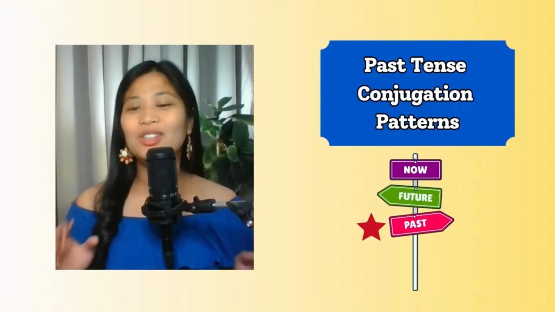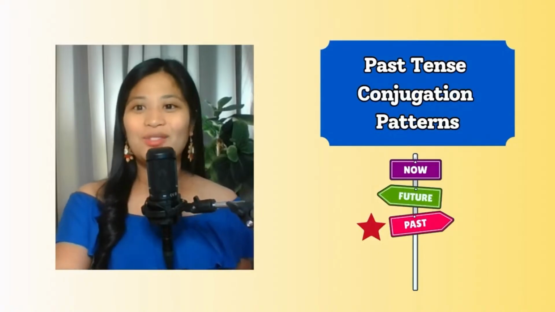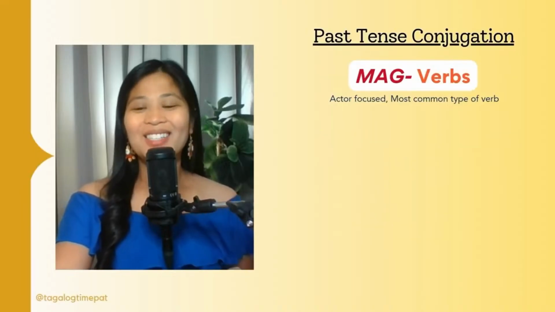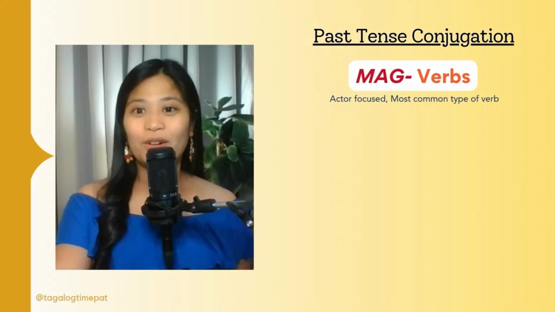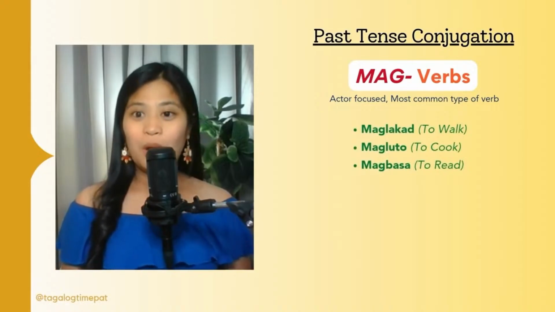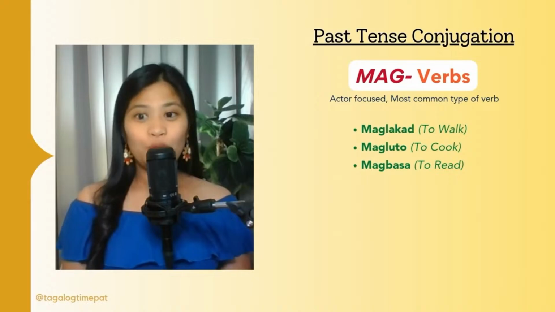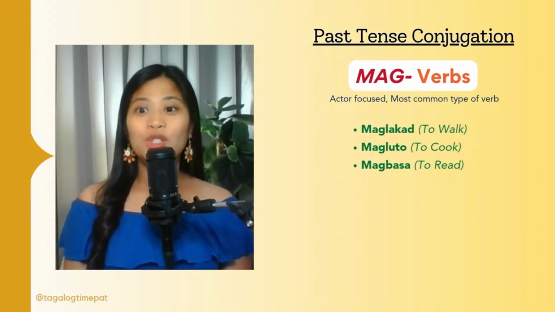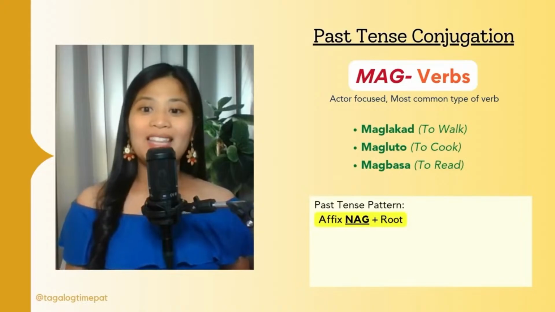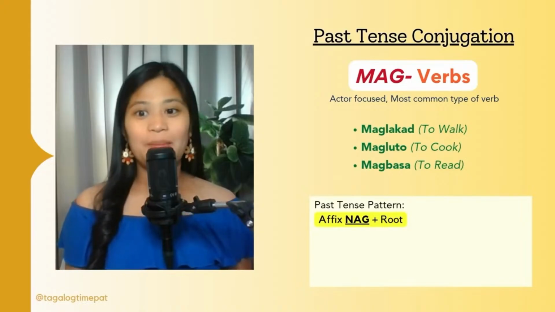Let's jump into the new material now of Lesson 4, the past tense conjugation patterns. So let's start with the mag verbs. These are usually actor-focused, and they are the most common type of verb in Tagalog. Some examples are maglakad, to walk, magluto, to cook, magbasa, to read. Now, in the past tense, you have to add the affix nag in the beginning.